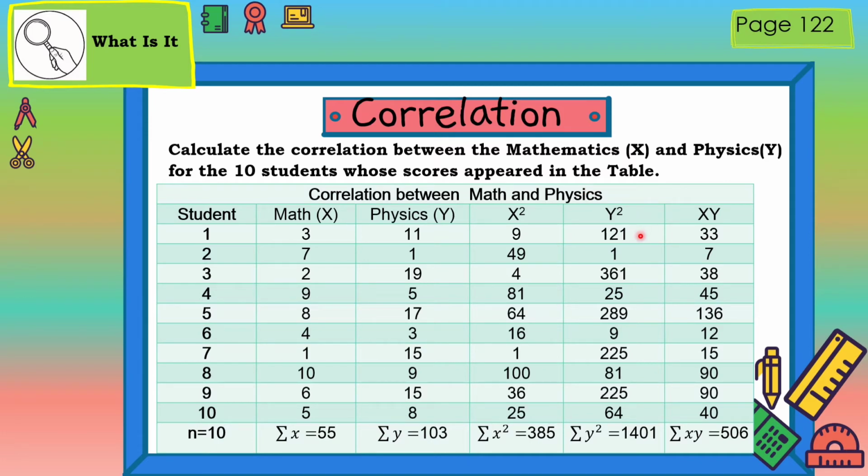And for the column of Y squared, we have 121 from 11 squared. And we have 361, and so on. And the summation of Y squared is 1401. And the column of XY, the 33 is from X times Y, that is 3 times 11, we have 33. 7 times 1 is 7, 2 times 19 is 38, and so on. And the summation of XY is 506.